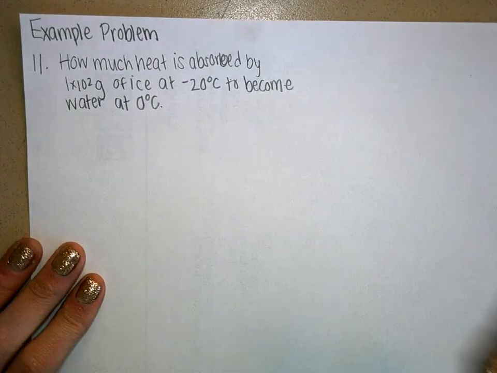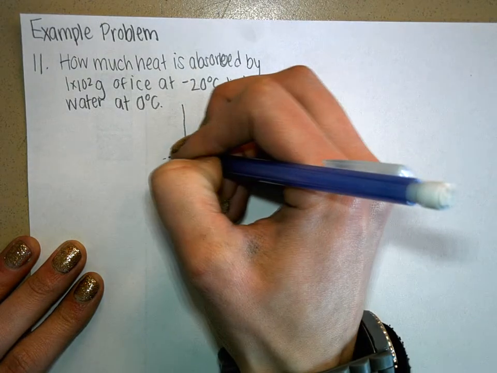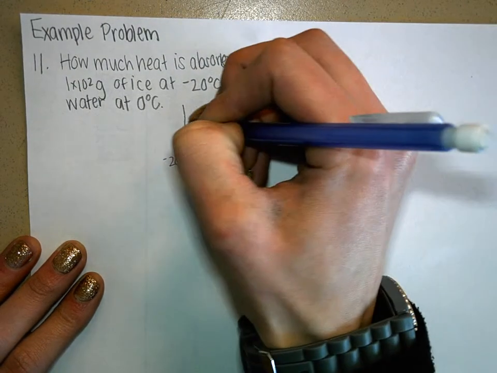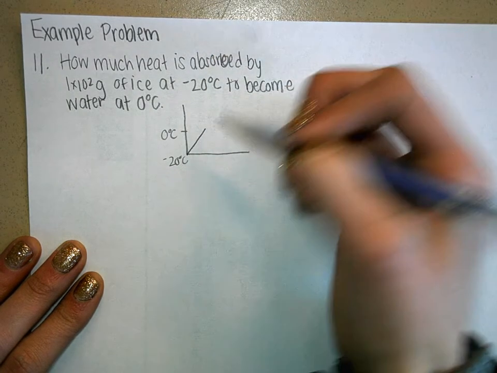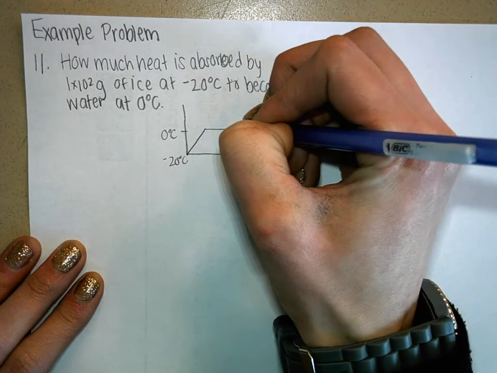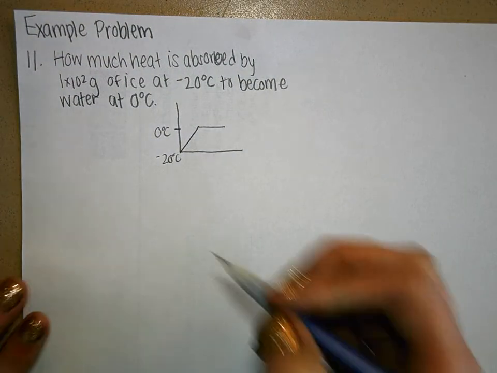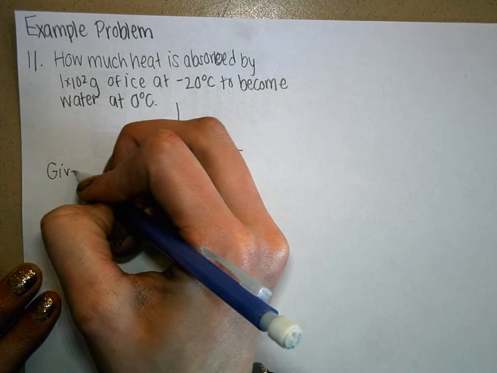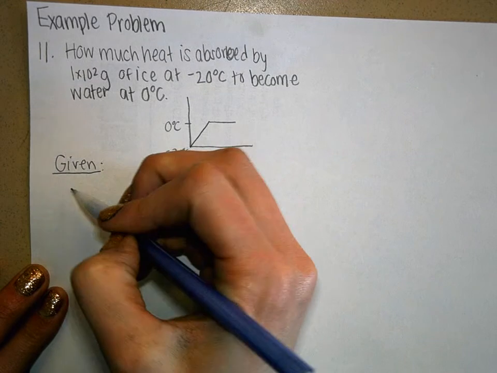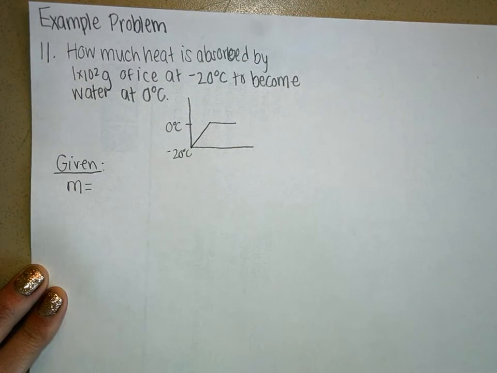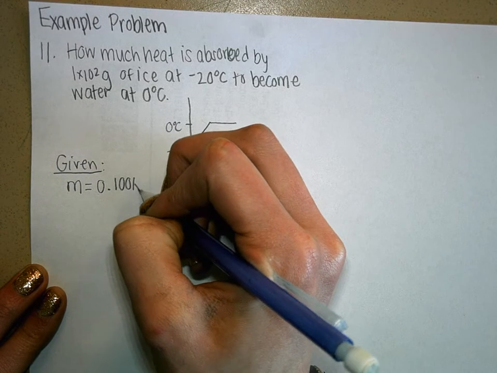Okay, so I like to draw a chart. So we're starting at negative 20 degrees Celsius, and we want to get to 0 degrees Celsius. So we're going to have to heat it up till it becomes where it's going to melt. So our given: you should convert mass to kilograms, so that's 0.1 kilograms.